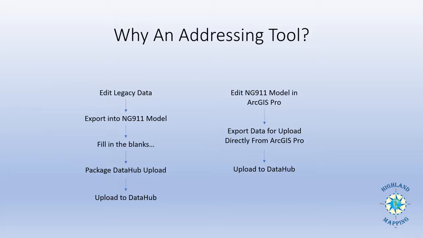On the other hand, if you are editing the data directly in a Pro model using the NextGen GIS model, you can export the data directly from your project and upload it. If you have to make changes to fix critical errors, you can upload again by simply exporting the changes right out of Pro into your file geodatabase or your shapefile folder. And I can tell you from a lot of experience that this has saved me a ton of time.